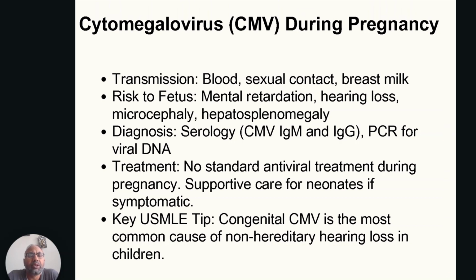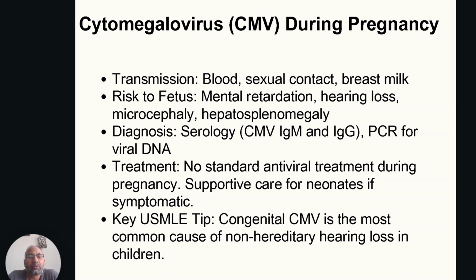Okay, so coming to the transmission of cytomegalovirus, the transmission is through blood, through sexual contact, and through breast milk. Pretty much the same factors as we saw in HIV. Then coming to risk to the fetus, the baby may be born with mental retardation, hearing loss, or microcephaly. Microcephaly is when the baby is born with a small head. There may also be hepatosplenomegaly, which is an enlarged liver and an enlarged spleen. Those are the possible effects that may be seen in the baby if the mother is infected with CMV.